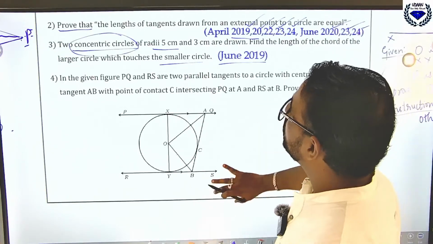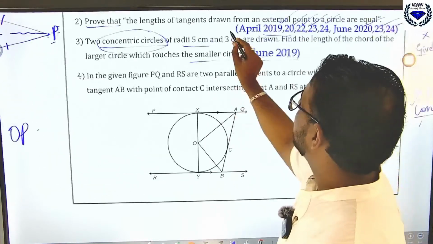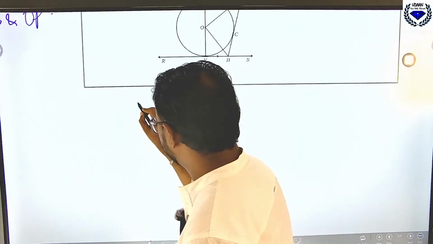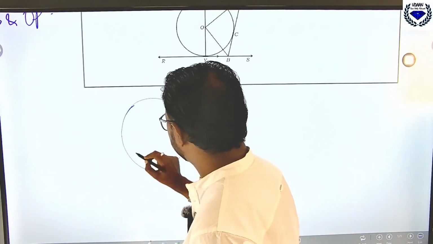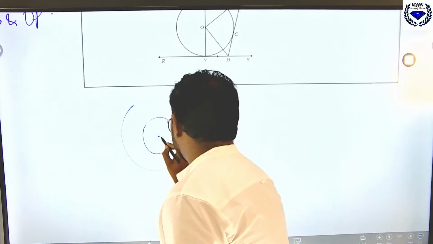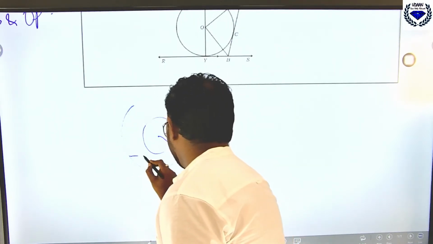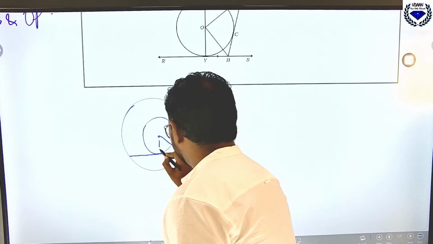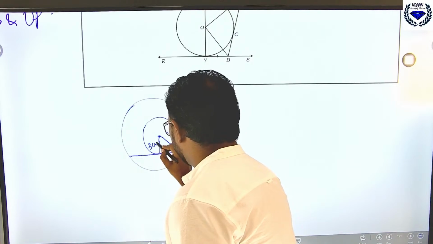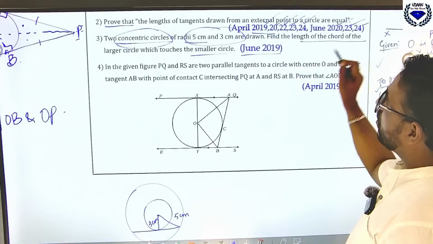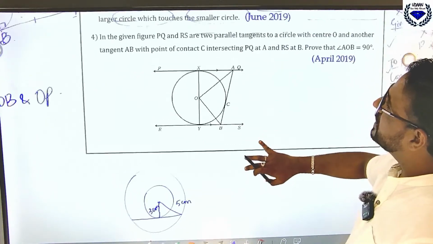Okay, they said two concentric circles of radius 5 centimeter and 3 centimeter. So, I will draw concentric circles here. One is 5 centimeter, and the other one is 3 centimeter. Now what should you find? You should find the length of the chord of the larger circle which touches the smaller circle.